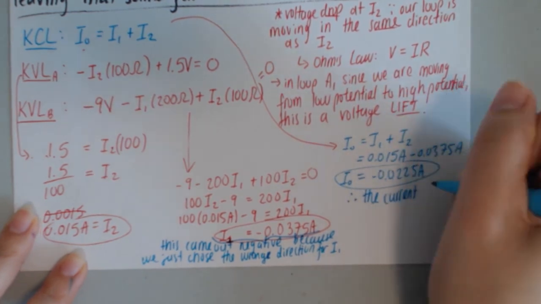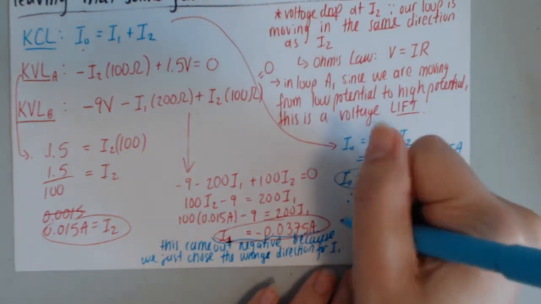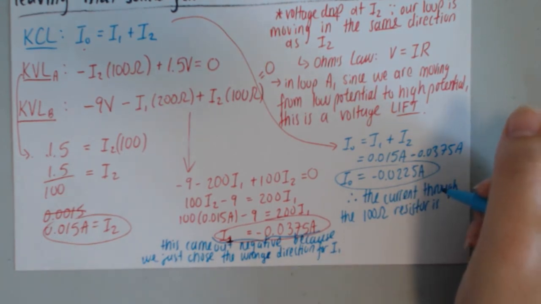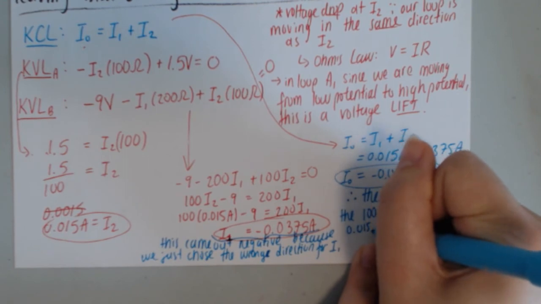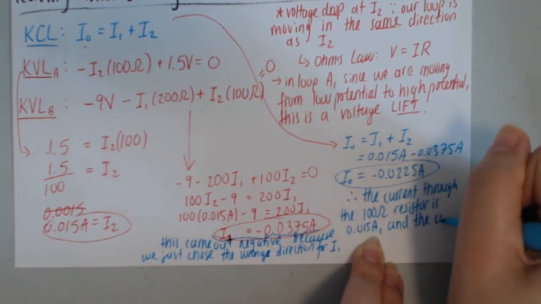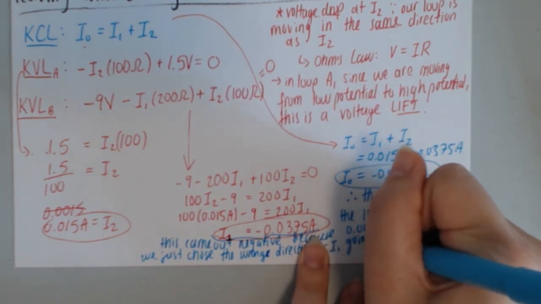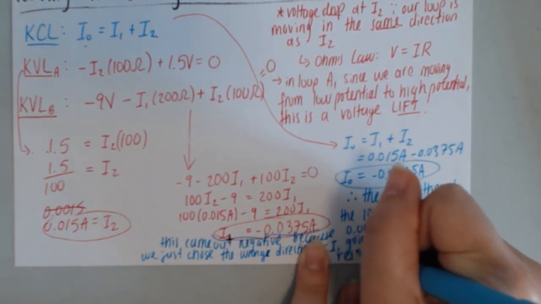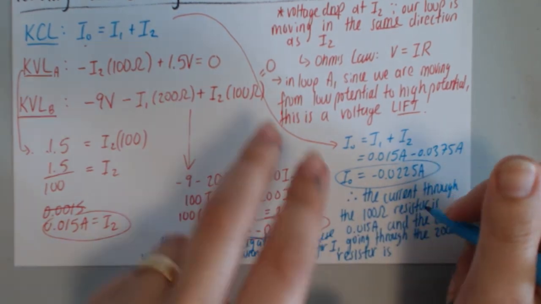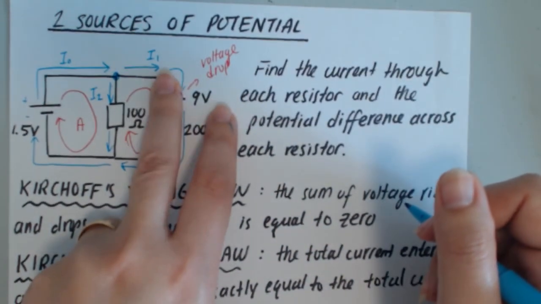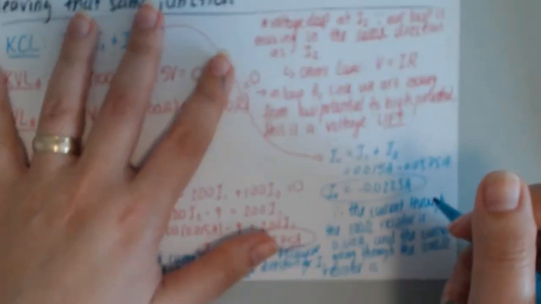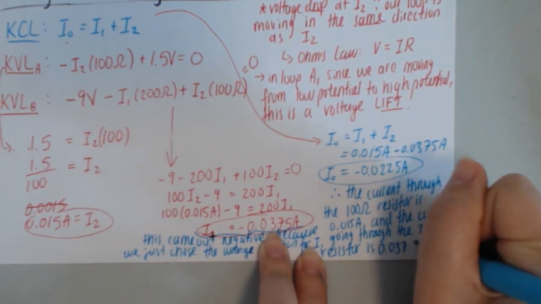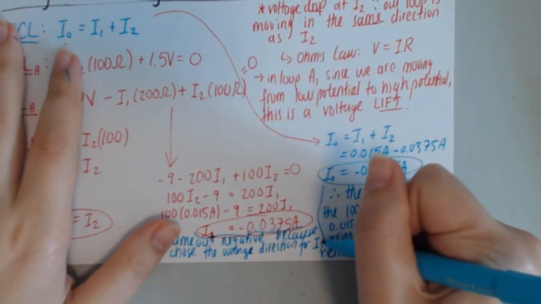And so we can say, therefore, the current through the 100 ohm resistor is, okay, so that was I2, 0.015 amps. And the current going through the 200 ohm resistor is, and that, so the 200 ohm resistor, that was I1, right? I1 was going through this. So I1 is right here. Just don't put the negative sign in this part. 0.0375 amperes. Okay, so there's part of our answer.